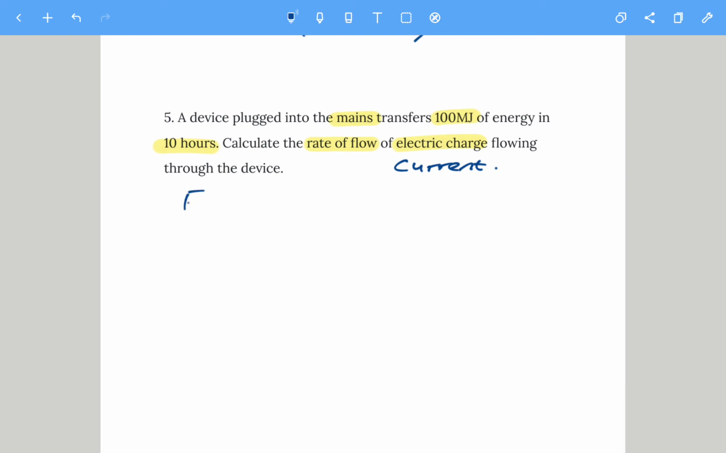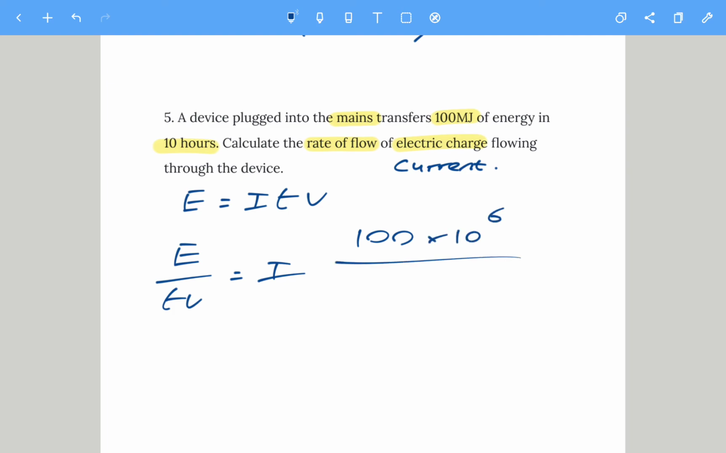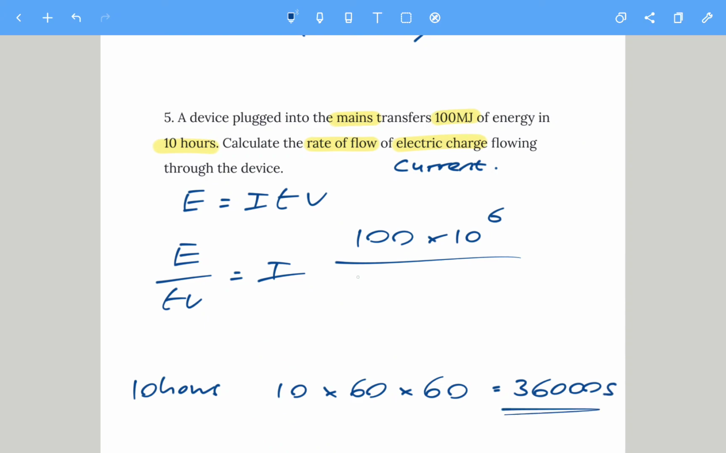Okay, so E equals ITV. And we want I, so we want current. So we need to get rid of the times TV. So the opposite of times in TV is divided by TV to give us the current. So the energy is 100 megajoules, so that's 100 million, so 6 noughts, or times 10 to the power 6. Divided by time, so we've got 10 hours. So 10 hours is, you've got 10 hours multiplied by 60 minutes, multiplied by 60 seconds. So it's 3,600 times 10, which is 36,000 seconds.